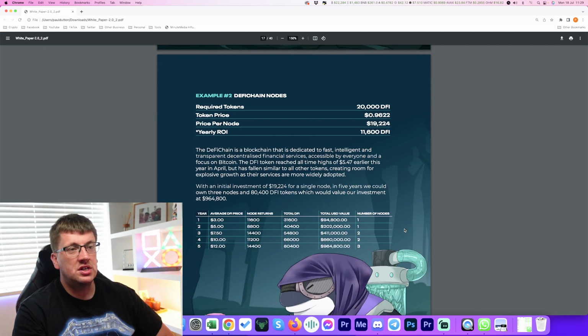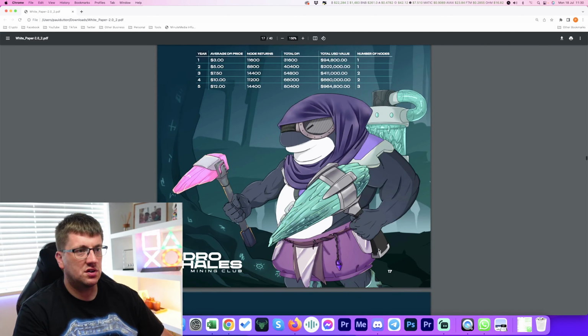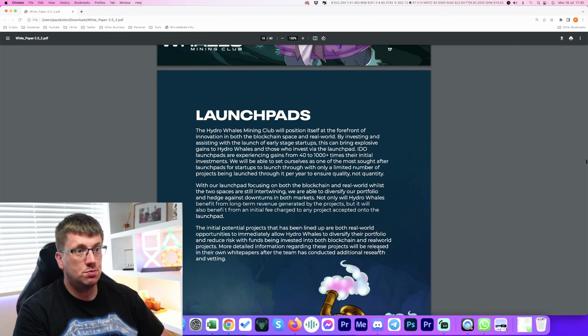They also acknowledge DeFi Chain as a node. It's not something I'm super familiar with, but it talks about the blockchain that is dedicated to fast, intelligent, and transparent decentralized financial services, and a focus on Bitcoin. So obviously that aligns with the Hydro Whales mentality. And you can see, again, the more nodes that you have, the more investment you get, and the higher the price of things go as blockchains become more mainstream, the more revenue you can get. Now remember, all of these figures are subject to market situation, bull run, that kind of stuff, so it's very difficult to be super, super accurate on it.